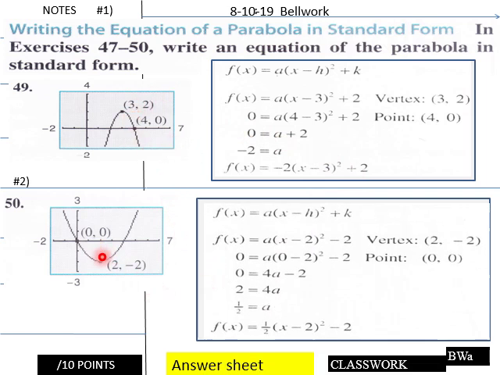And then down here, same thing. We use our vertex form, and our vertex is at negative 2. We're going to solve for a. We plug that into our vertex form down here. Solve for a. A is 1/2. So we have 1/2 times quantity x minus 2 squared minus 2 would be the solution here for your second parabola.